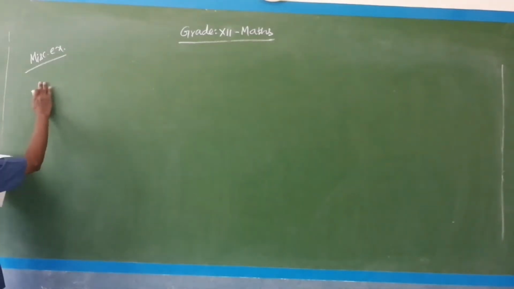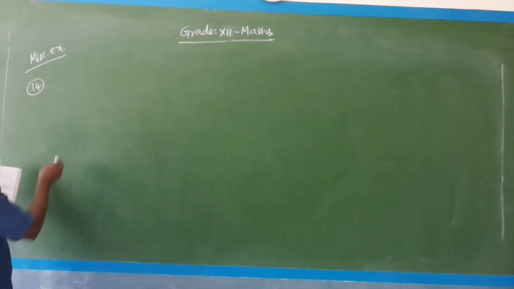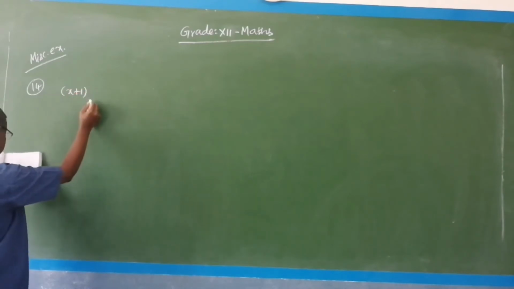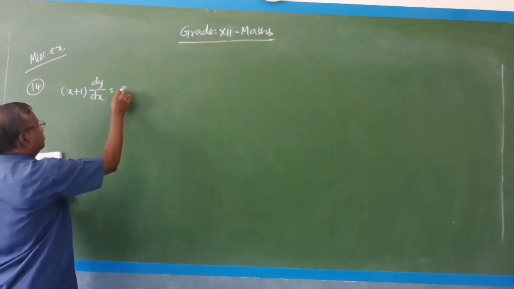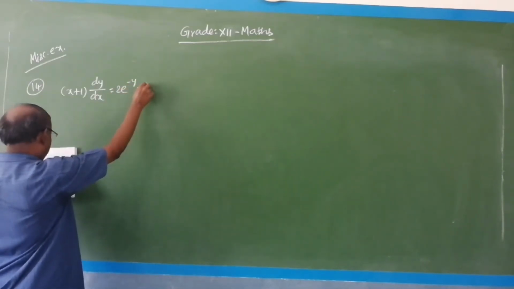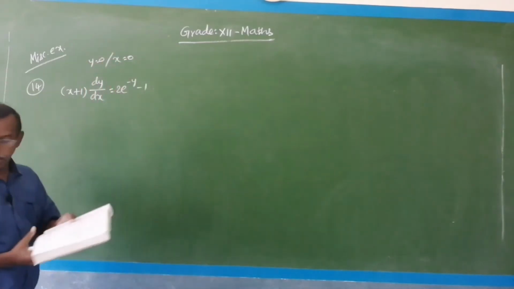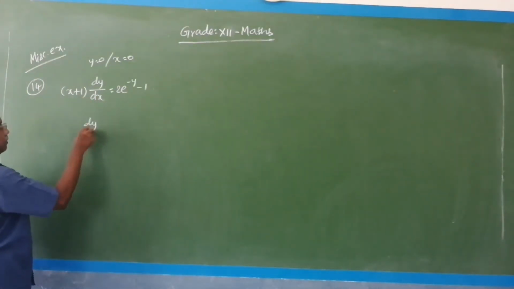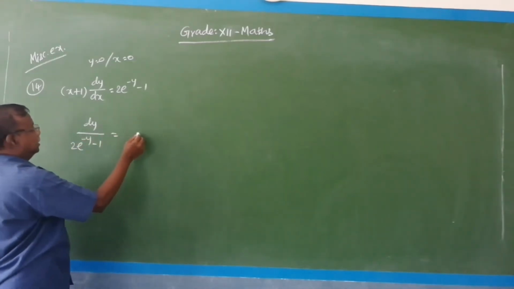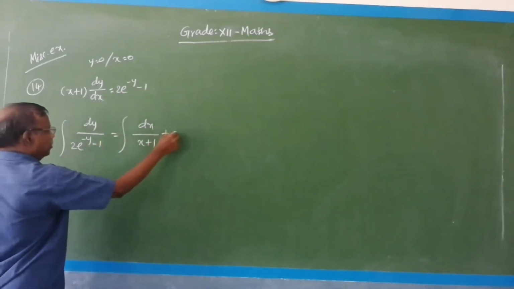Question number 14. Find a particular solution of the differential equation (x plus 1) into dy by dx equal to 2 e power minus y minus 1, given that y equal to 0 when x equal to 0. Separating the variables, we have dy by (2 e power minus y minus 1) equal to dx by x plus 1. Integrating on both sides, we have 1 plus c.